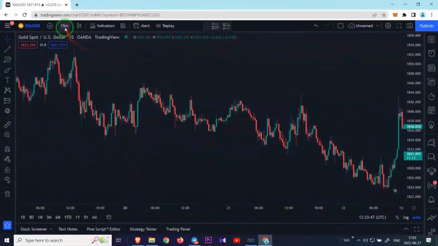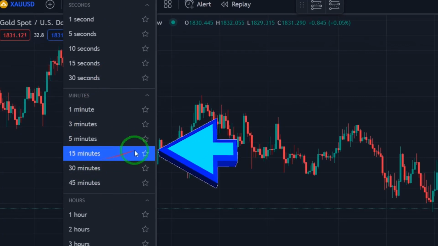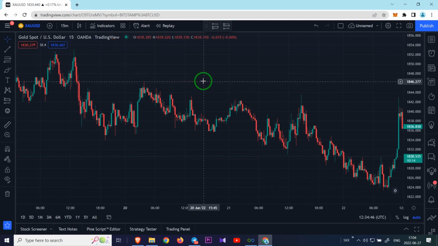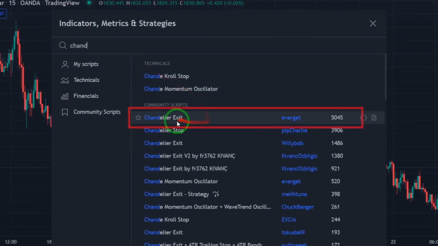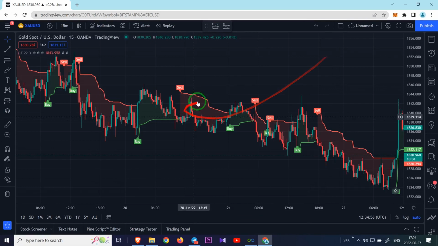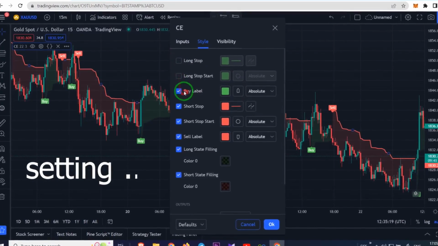You can use any time frame, but my recommended time frame for this strategy is 15 minutes. Now it's time to add the first indicator to the chart, an indicator that has recently become very popular. The name of this indicator is Chandelier Exit. Choose this one. This indicator has many features, some of which we do not need. Disable features we do not need to make the chart cleaner.